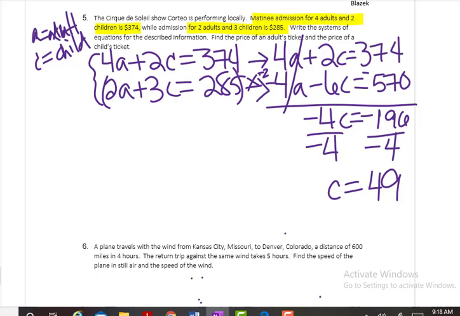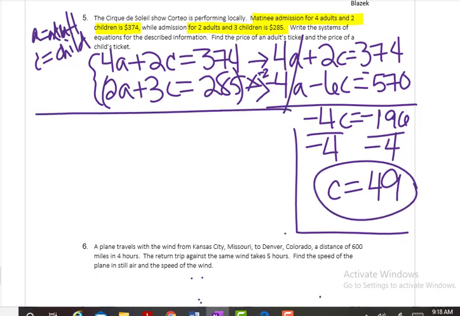Now we need to find the price of an adult ticket. Okay, we found C, and that's really good. So what I need to do now is find A. To find A, just pick an equation and put $49 in for C. So for A, I'm going to take the first equation because you can use either equation, because it's going to be true for both.